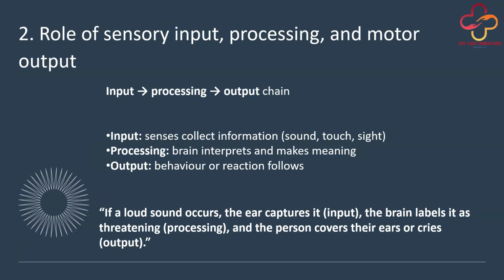Input, processing, output: this is a chain. Input is from all our senses, like the audio visual example I gave you. From all our senses, we collect information from sound, from touch, from sight. Now the brain interprets this information and makes meaning of it. Output is the behavior. The brain processes this information, makes meaning of it, and then decides the behavior. So behavior is the outcome of sensory input and sensory processing, which is also important to look into.